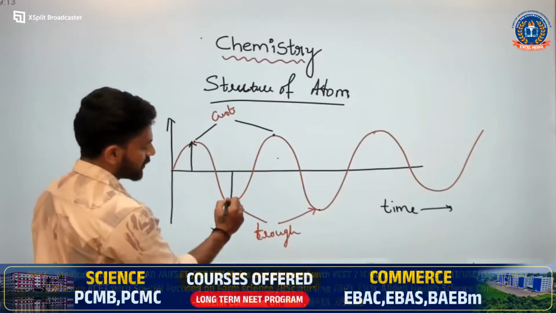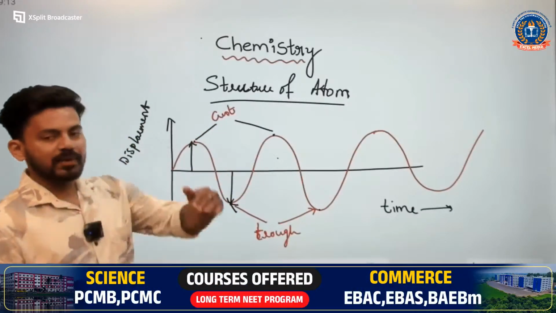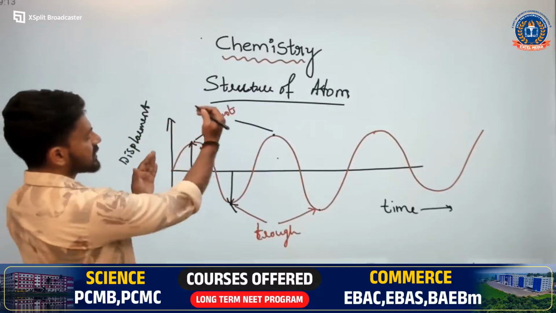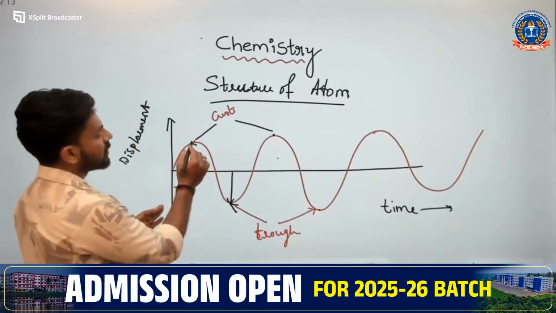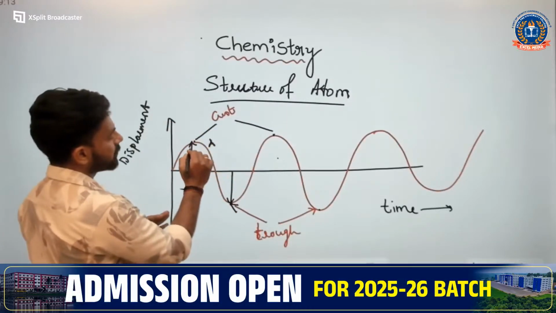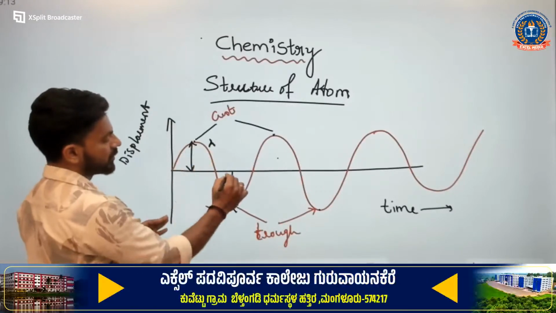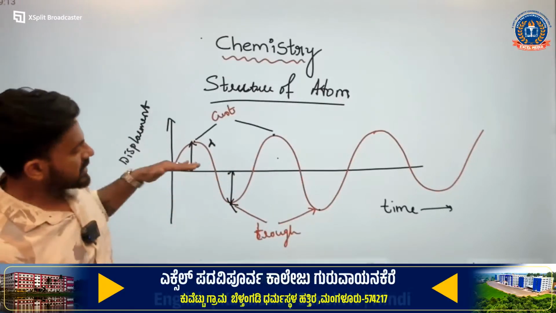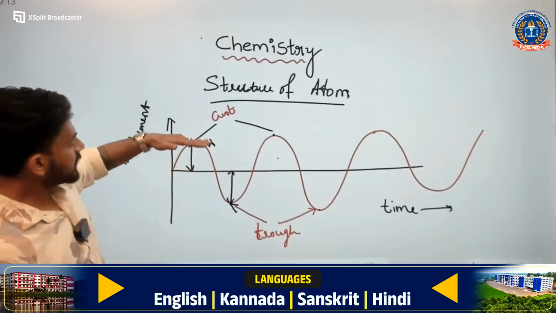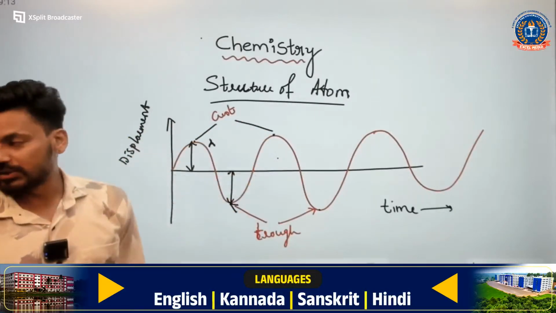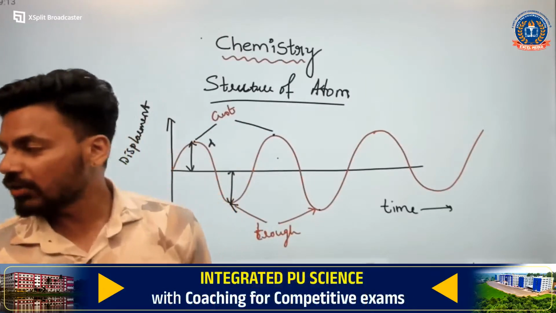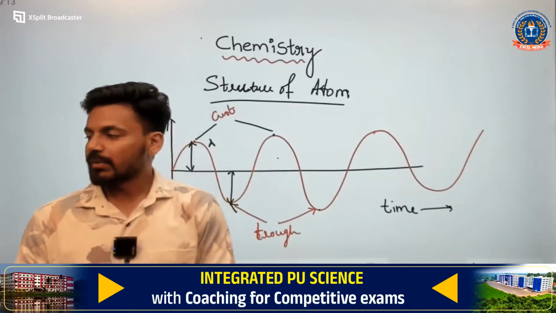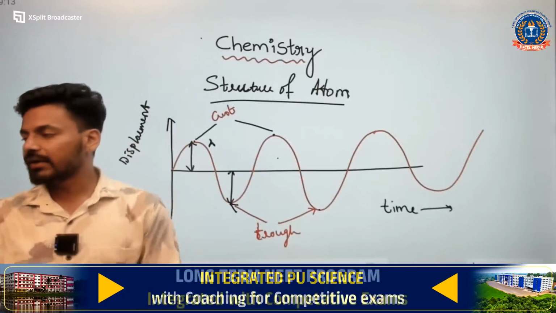The maximum displacement or maximum distance covered by the wave, this is called amplitude. This is nothing but amplitude. This is the amplitude, and this is also amplitude, correct. This is the mean position, therefore this is the maximum distance covered. Yes, height of the wave, exactly correct. Some are telling height. What is the height? That is the height of the wave.